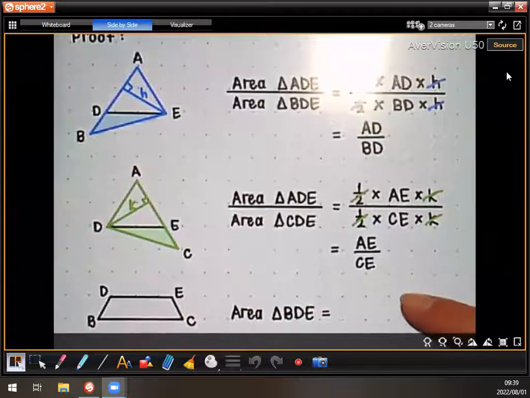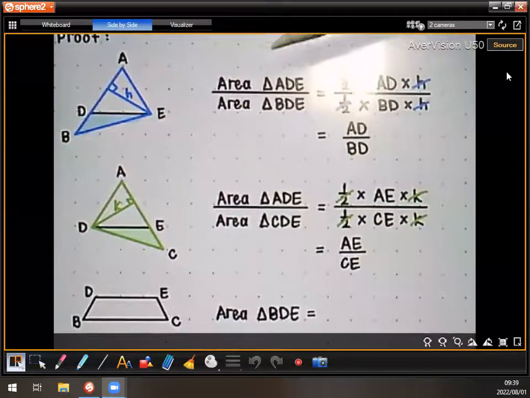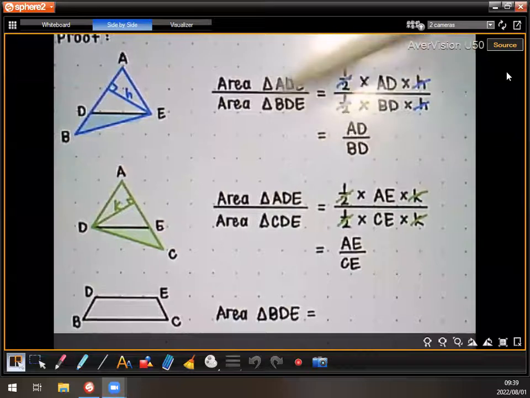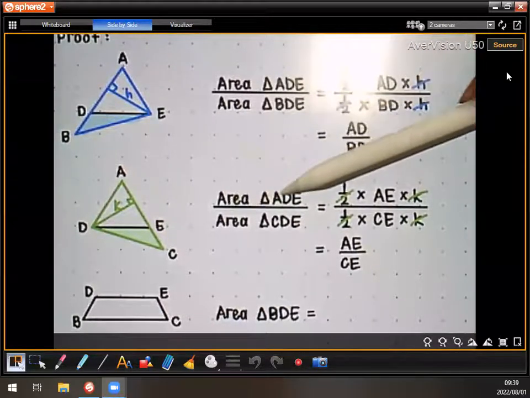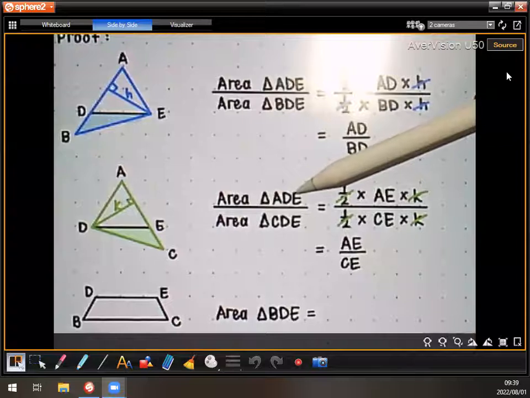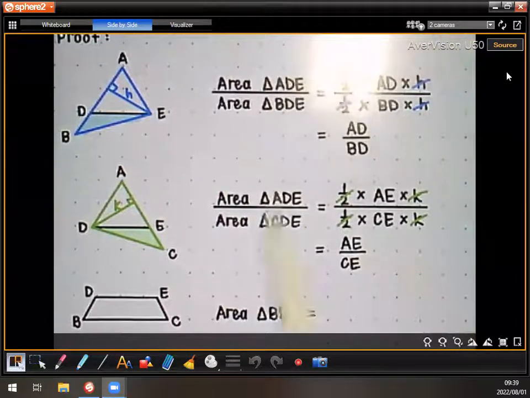Guys, I want you to notice that in these two fractions that we started working with, we have the same triangle at the top. We have area triangle ABE at the top here and area triangle ABE at the top there, right? So we already have that the numerators must be equal. But now what about the denominators?